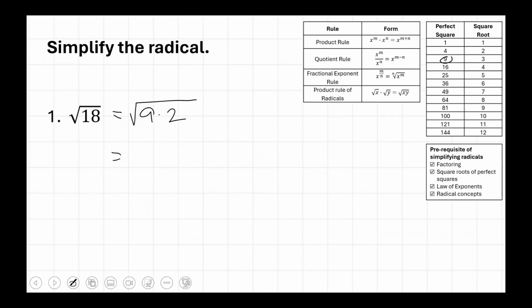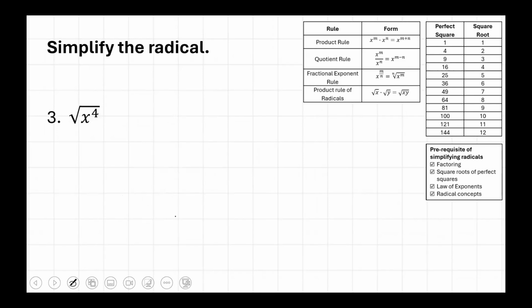Then, using the product rule of radicals, we can rewrite our square root of 9 times 2 into square root of 9 times square root of 2. Then, we simplify. Square root of 9 is 3, and square root of 2 is square root of 2 only, because 2 doesn't have any square root. And this is our simplified form.